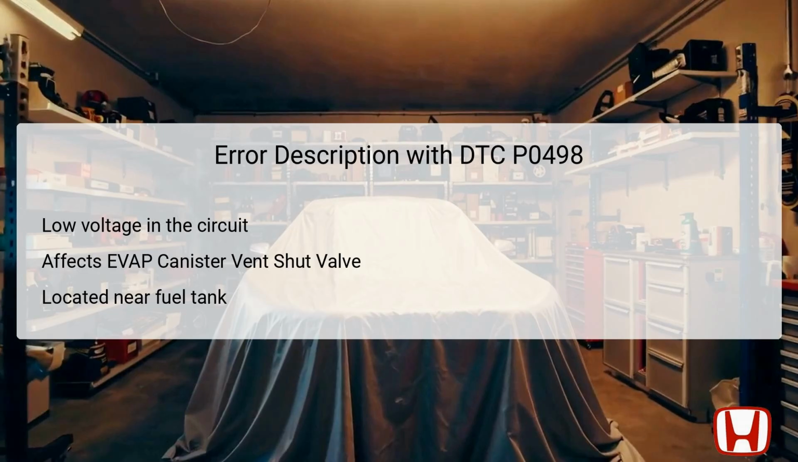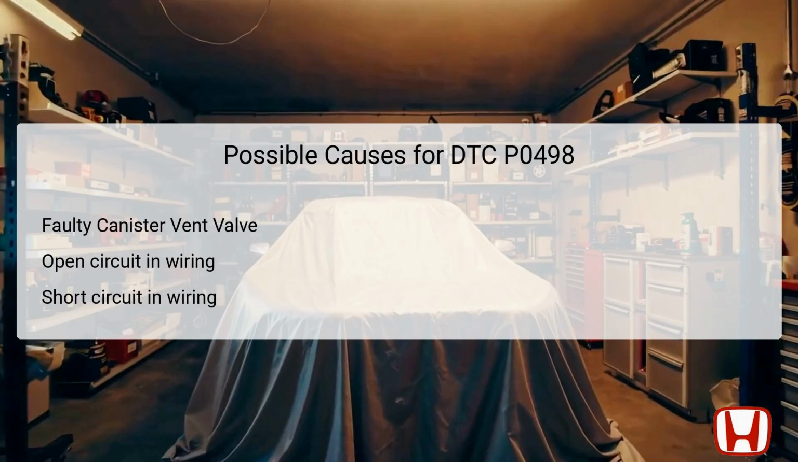When the circuit reports low voltage, it can disrupt the valve's operation, leading to improper fuel vapor management and triggering the DTC. It is crucial to understand how the failure can affect vehicle performance and emissions compliance. The possible causes of DTC P0498 include a malfunctioning canister vent shut valve, issues within the wiring harness, such as an open or short circuit.